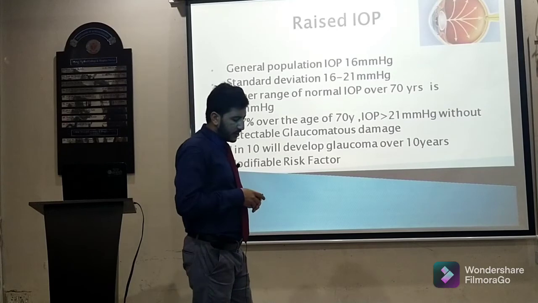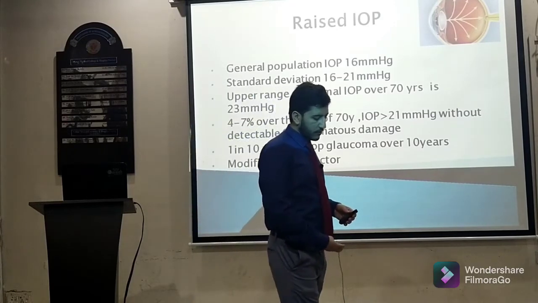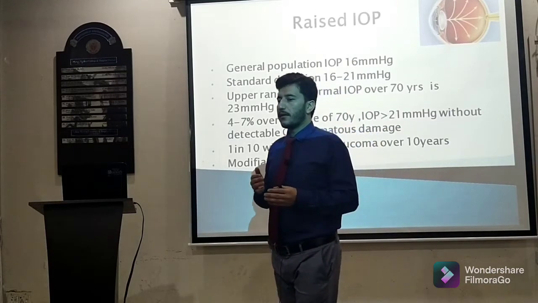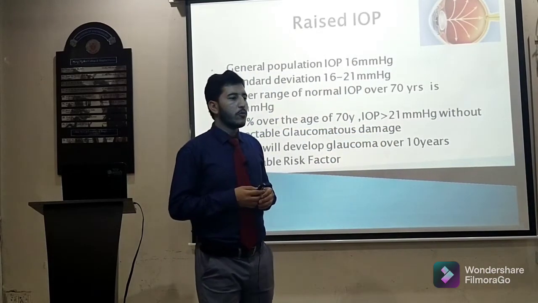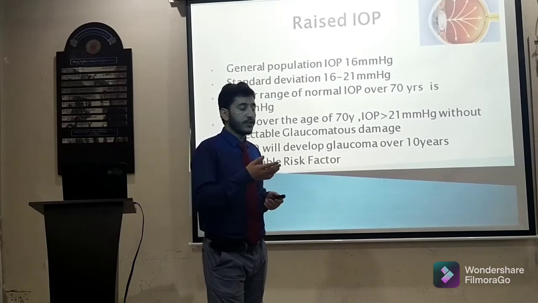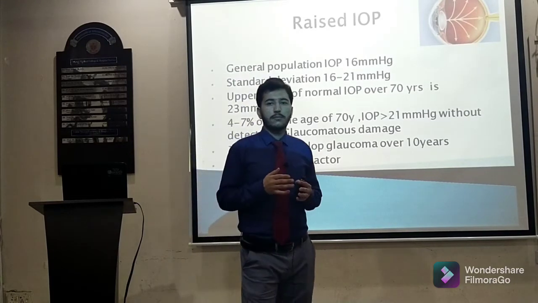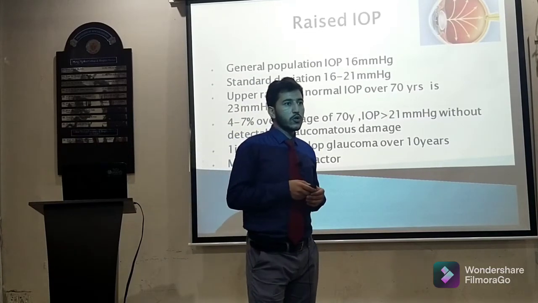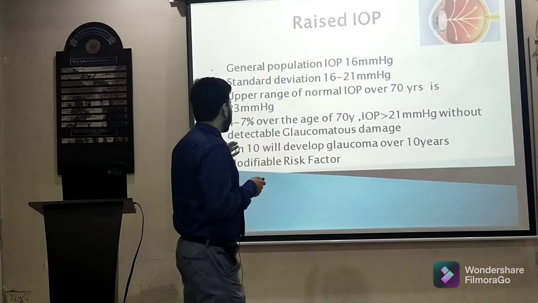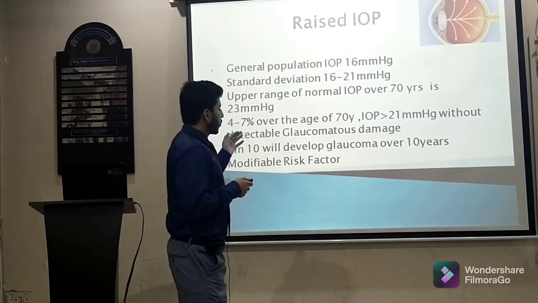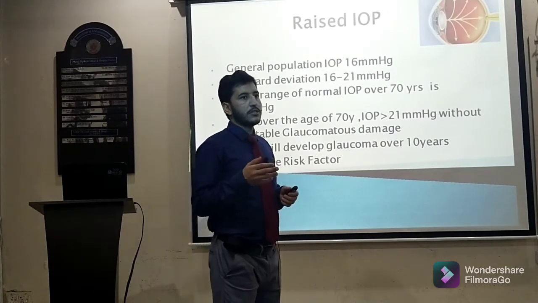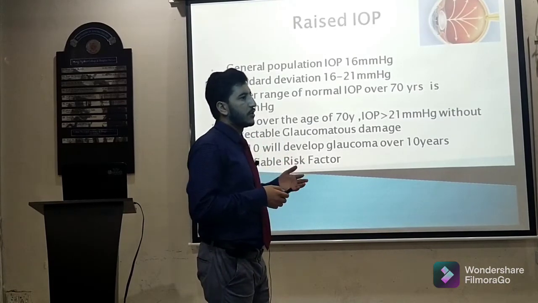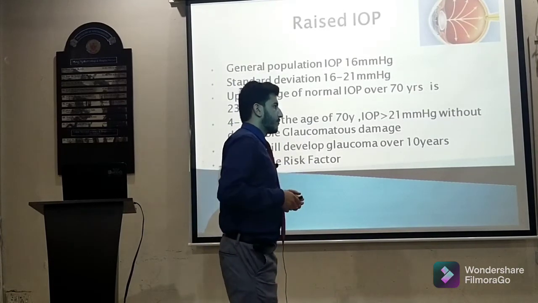Of these 4 to 7% of people who have raised IOP of more than 21 mmHg, 1 in 10 will develop glaucoma over 10 years, but the remaining will not develop any kind of glaucoma in their lifetime. So it means that we cannot mark a patient as glaucoma with just one parameter like intraocular pressure.